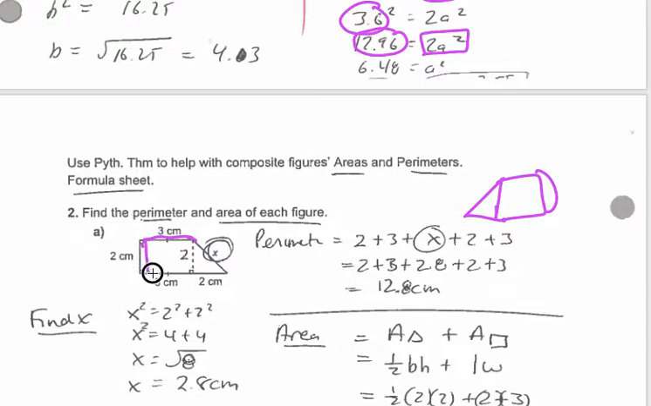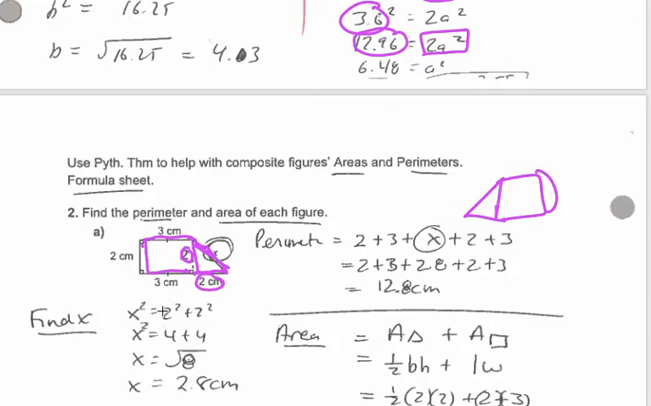So you know this is 2, you know this is 3, you know that top guy is 3, you know this is 2. What's missing here is this side, which is called x. And we don't know x, but we do know this side and this side of the triangle. So we use the Pythagorean theorem down here to figure out that this is 2.8 centimeters. You can pause this now if you want to go over how I did this.